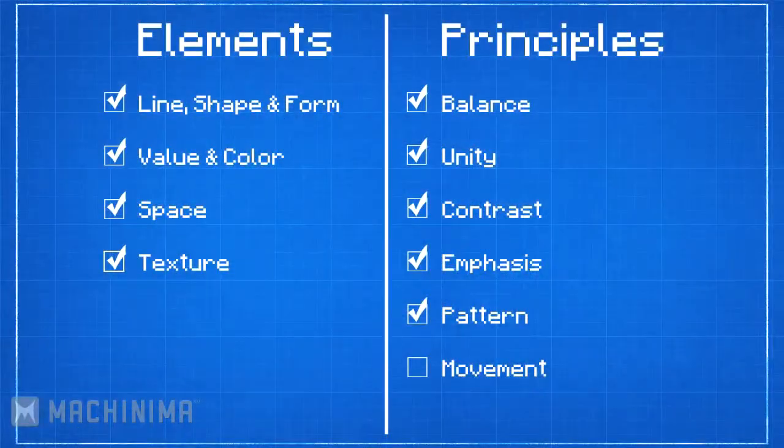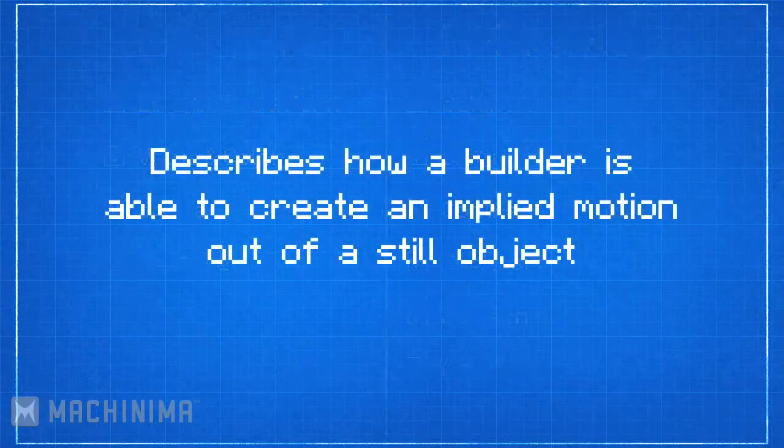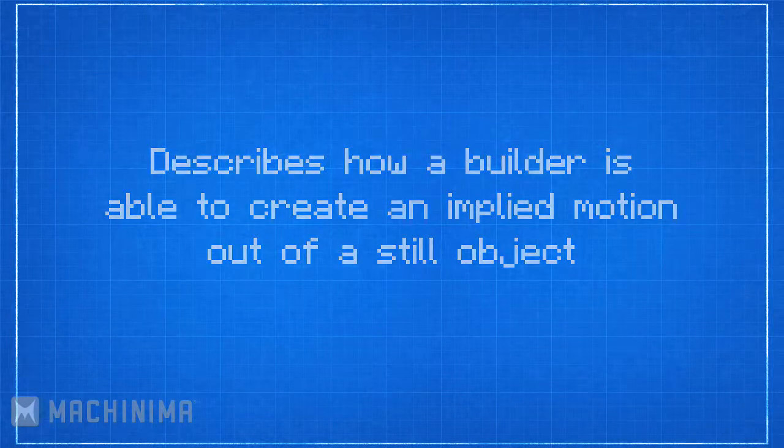In this final episode of Creative Mode, we will discuss the last and quite possibly one of the most useful principles of visual design, movement. Movement describes how a builder is able to create an implied motion out of a still object. One of the most universal uses of movement appears in the concept of material grain.